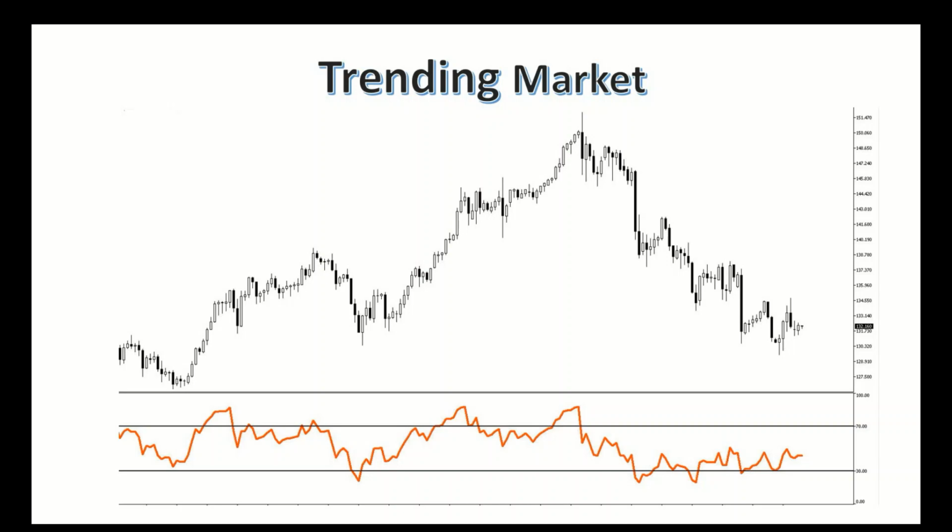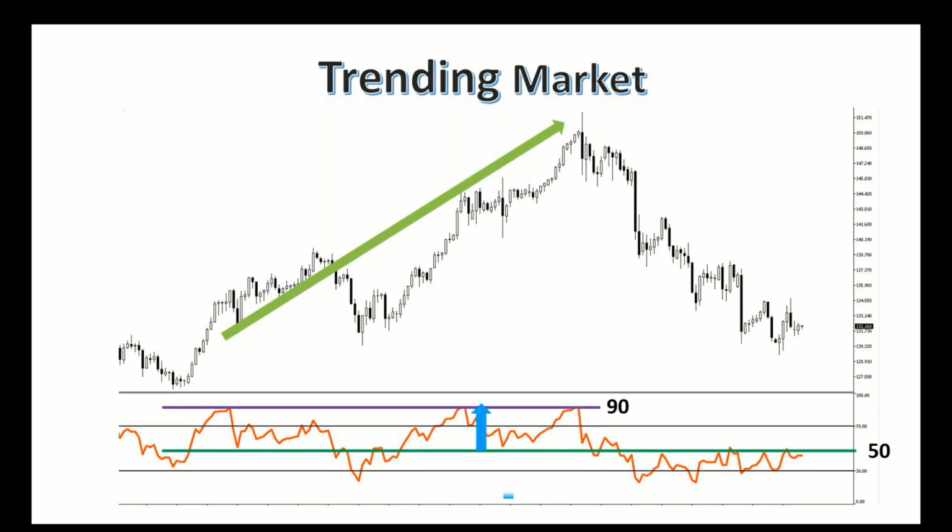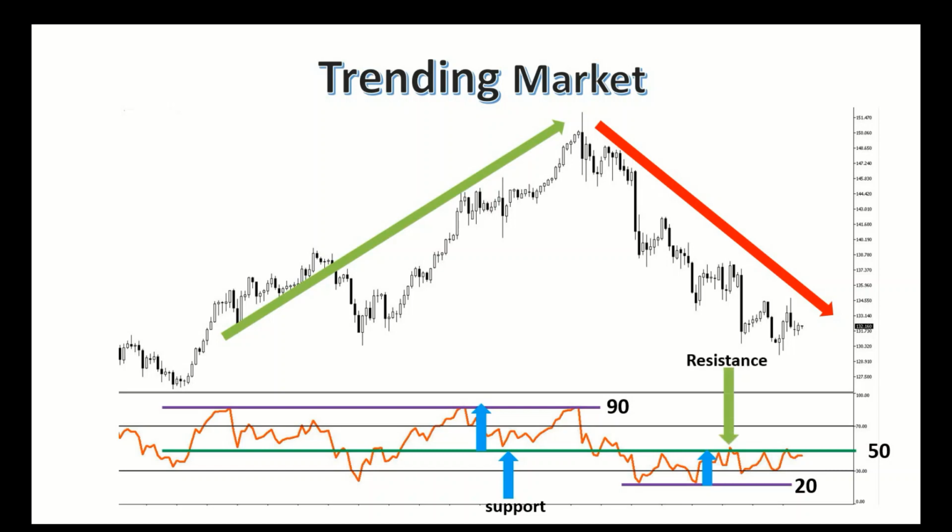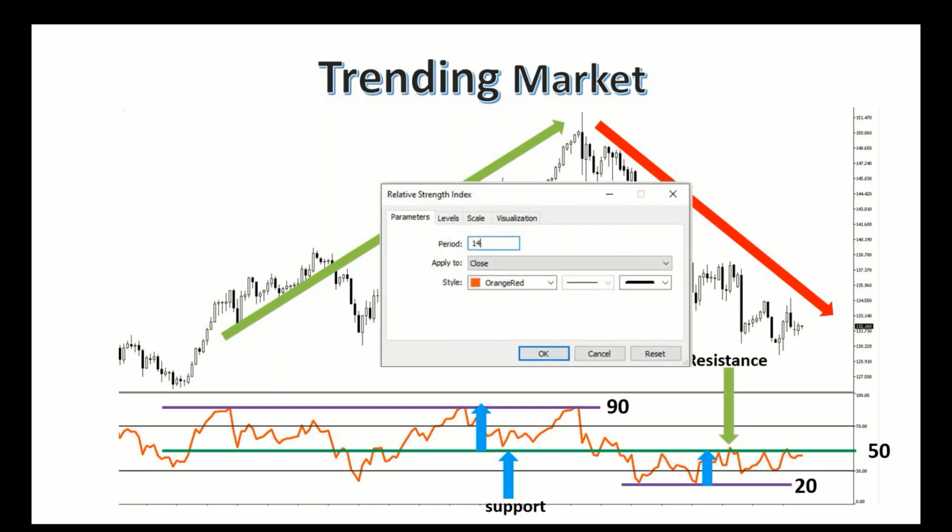3. Trending market. During an uptrend or bull market, the RSI typically stays in the 50 to 90 range, with the 50 zone functioning as support. During a downtrend or bear market, the RSI remains within the range of 20 and 50, with the 50 level functioning as resistance. Depending on the RSI parameters and the strength of the underlying trend of the currency or market, these ranges will change. The default option is 14. However, 9 is the best number to choose for speedy price response.